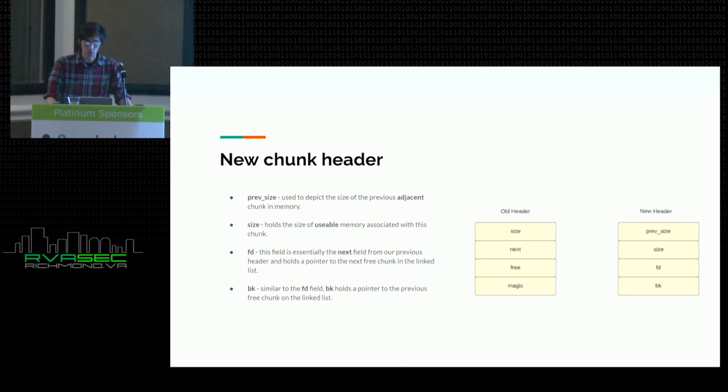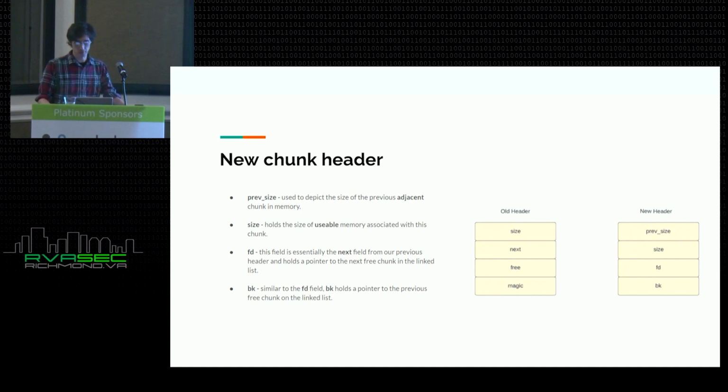So in order to support this new implementation, we will make an adjustment to the header. So you'll see we've got the old header on the left-hand side and the new header on the right-hand side. We're going to do away with our free field and our magic field. Like I said, the bins will only be used to track free chunks, so there's really no need to keep a free field in place.